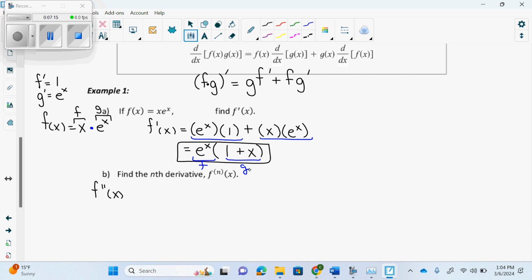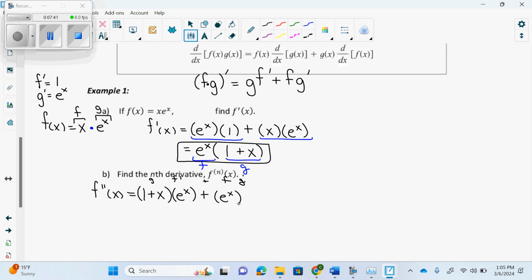Okay, so f double prime. I'm going to go g, which is 1 plus x, times f prime. What's the derivative of e to the x? E to the x. Plus, so it's g f prime plus f g prime. We agree? So f is e to the x.